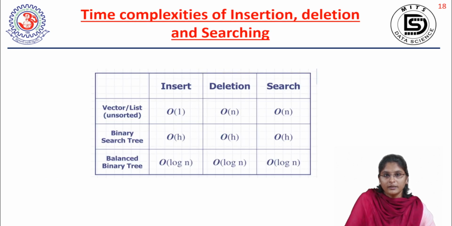Next are the time complexities of insertion, deletion, and searching in AVL trees. See here, for an unsorted structure, insertion is order of 1, deletion is order of n, and searching is order of n. For a binary search tree, insertion is order of h, deletion order of h, and searching order of h. For a balanced binary search tree, that means an AVL tree, insertion, deletion, and search are all order of log n. It takes some time to complete the operations because of the balance factor.